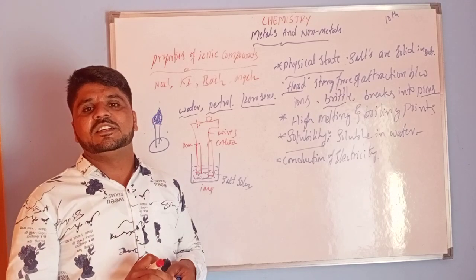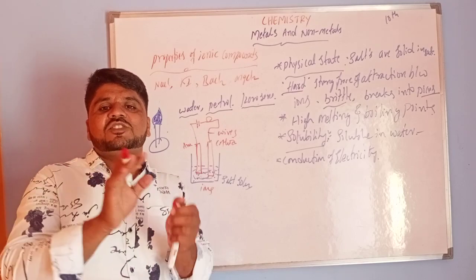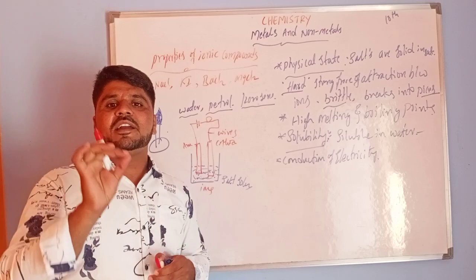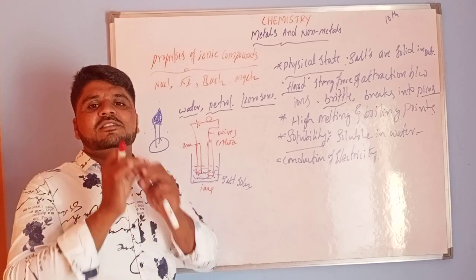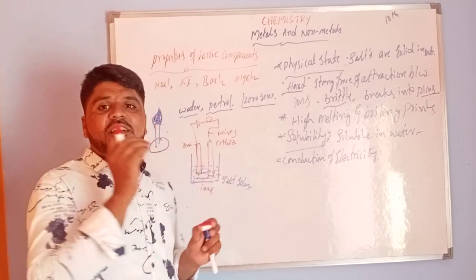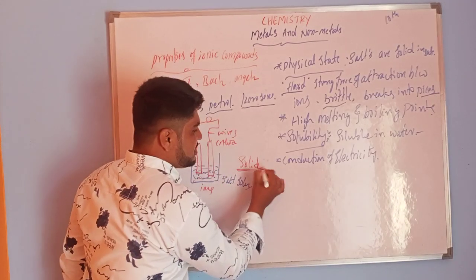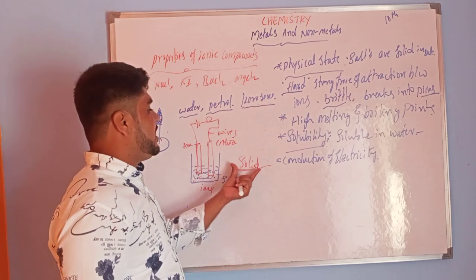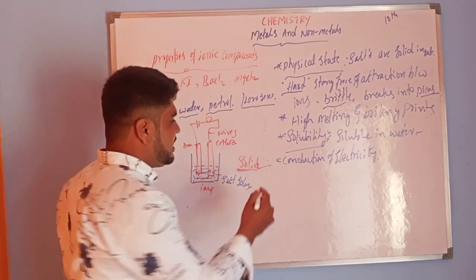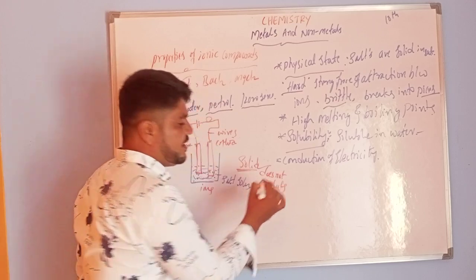So the conduction of electricity through the solution involves the movement of charged particles. The charged particles we call ions. So ionic compounds in water contain ions. I already told this: the salt solution in water contains ions. But in the solid state, ionic compounds do not conduct electricity. This is very, very important.